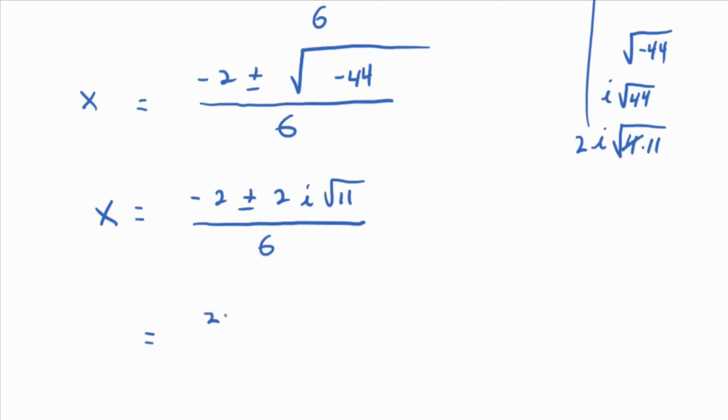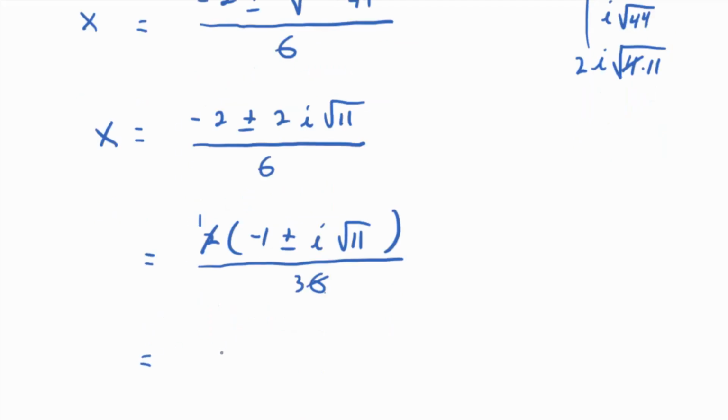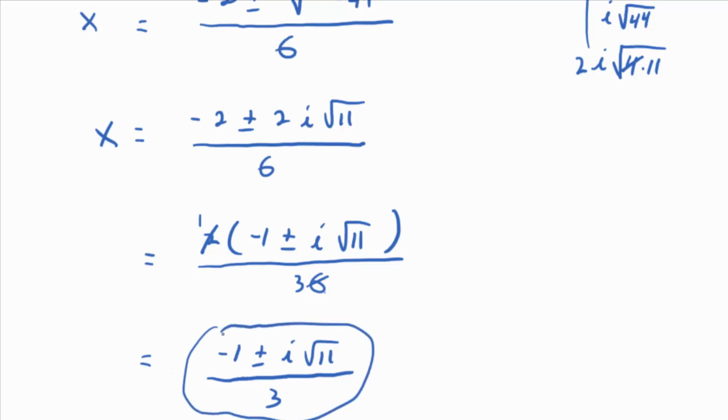Factor out the 2, what's left? Negative 1 plus or minus i root 11 over 6. And what is 2/6 reduced to? 1 over 3, or just 3 in the denominator. So we end up with negative 1 plus or minus i root 11. i times the square root of 11 is what that means. All over 3. That's a good way to leave it. So, in other words, the solutions to this equation are complex, right? Yeah. There's nothing wrong with that.